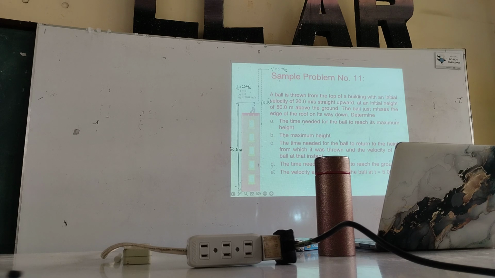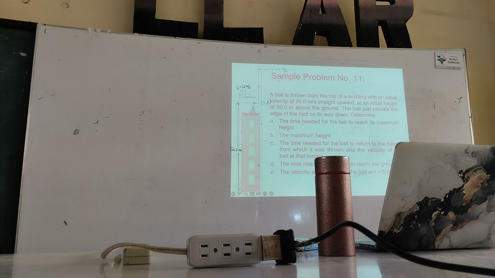For letter b, the second formula. Which equation? Delta Y. Delta Y is final minus initial. Our final is unknown, the maximum. Y initial is negative 50.